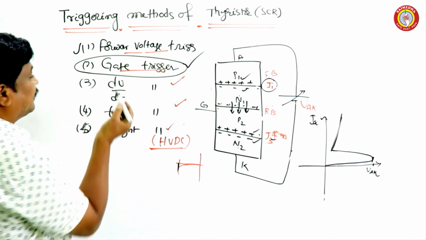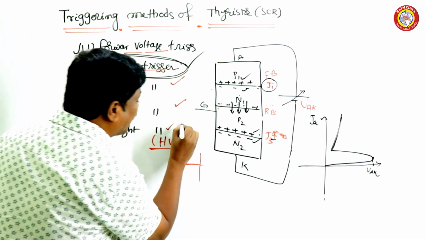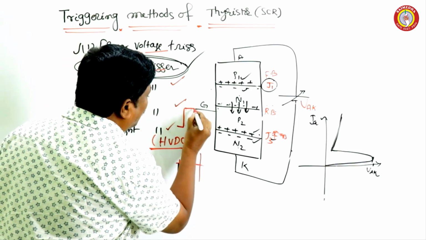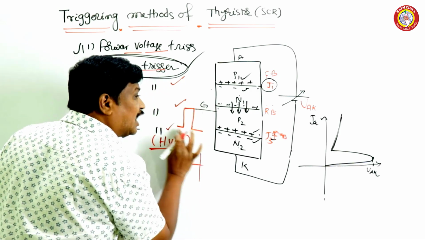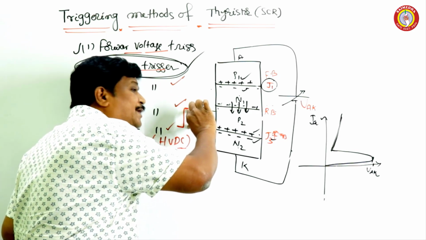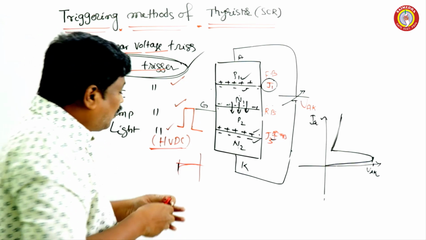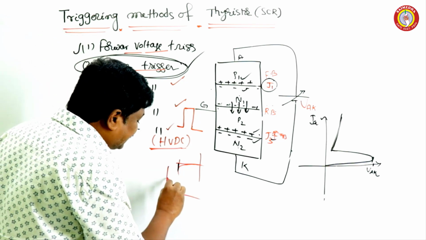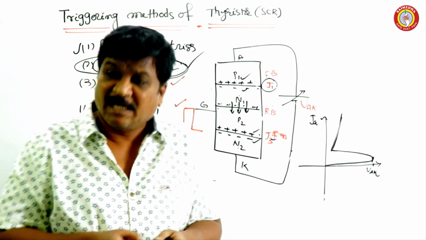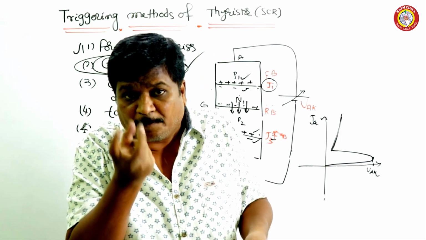Now, the most popular method is gate triggering. The gate pulse we have to apply here, a forward short pulse. The pulse must have a larger amplitude with a narrow width. You cannot give a continuous gate pulse, because unnecessary losses will take place. In future classes we will also discuss why pulse triggering is used.